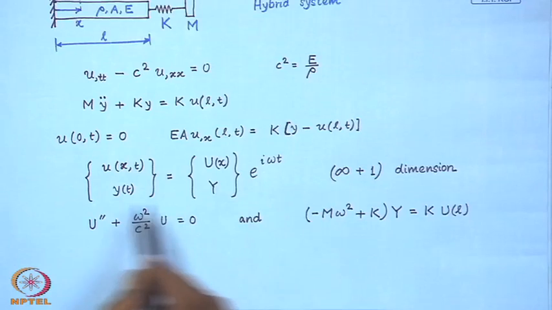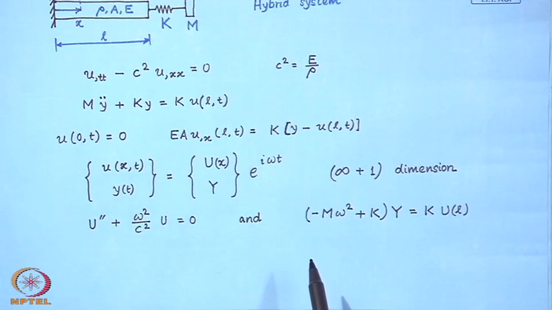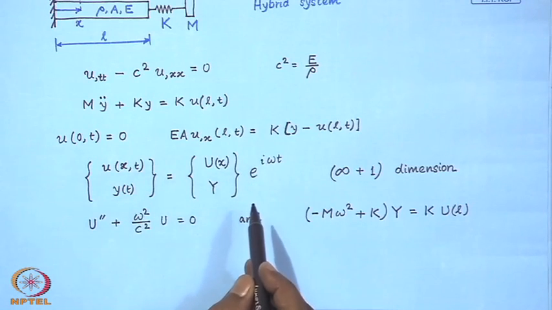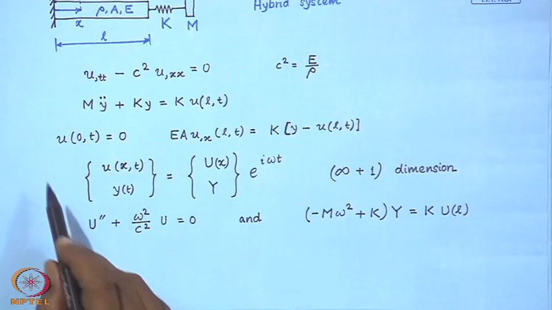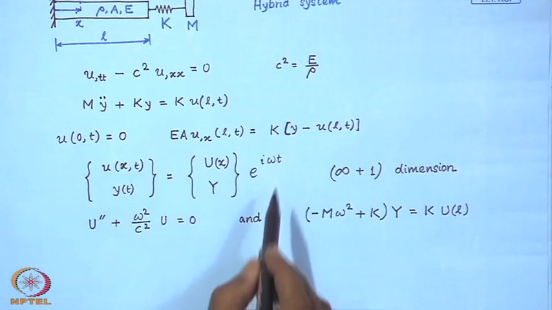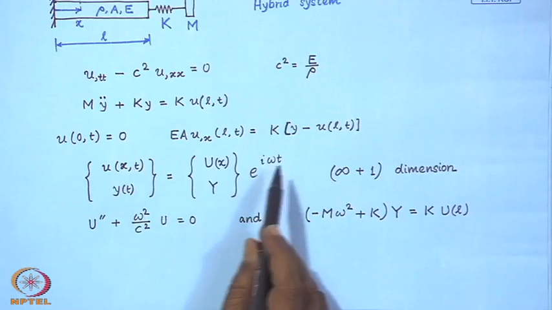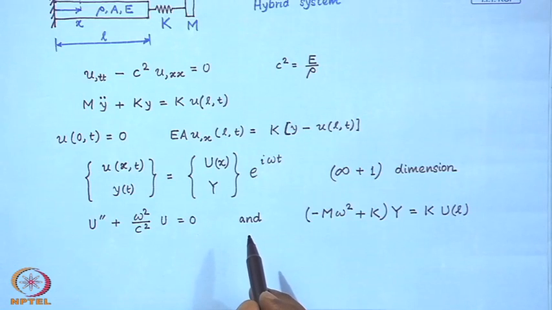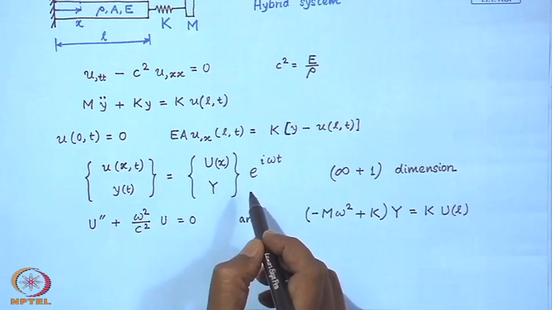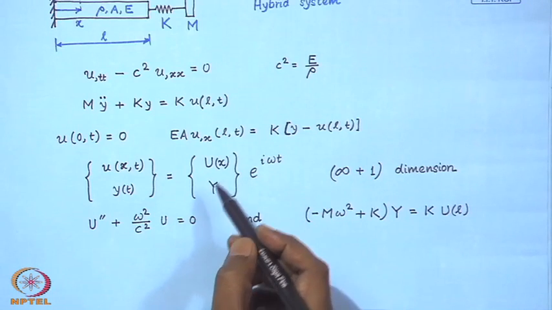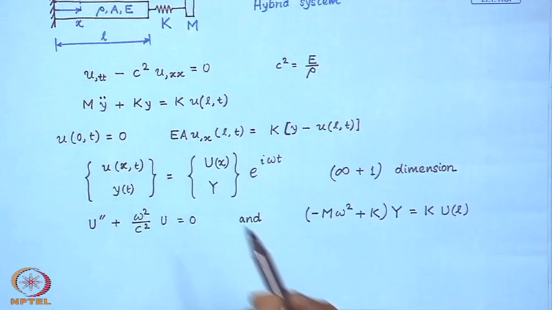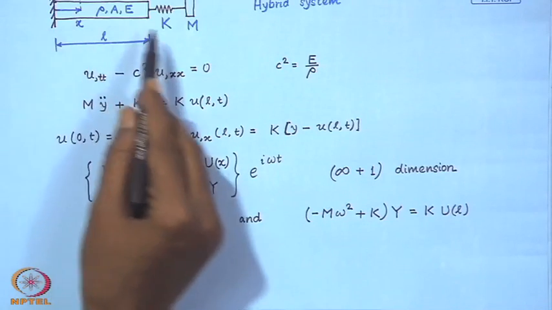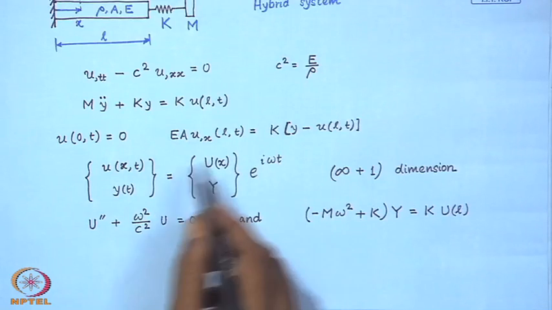So, as with the structure of solutions that we have been assuming, we are searching for solutions of this form. We have synchronous motion of the bar and the discrete mass, well, all points of the bar and the discrete mass.